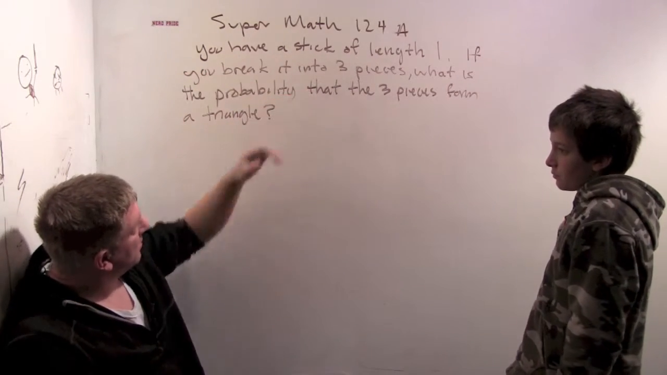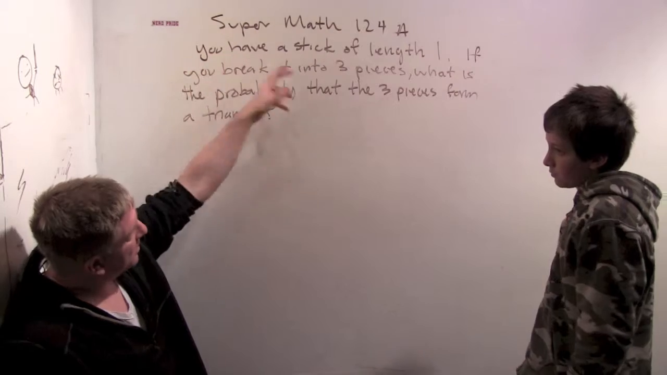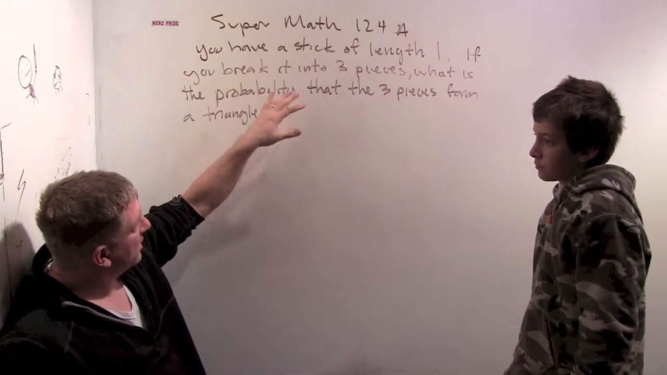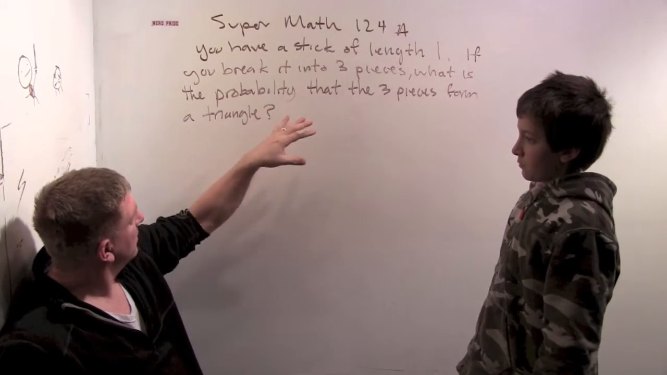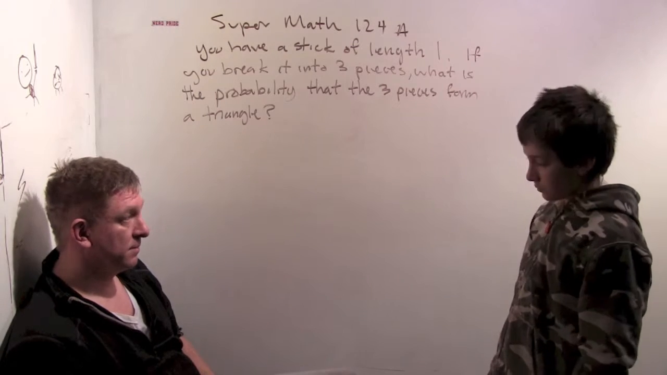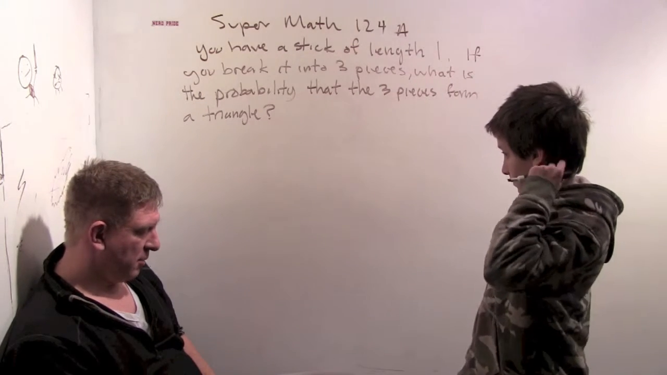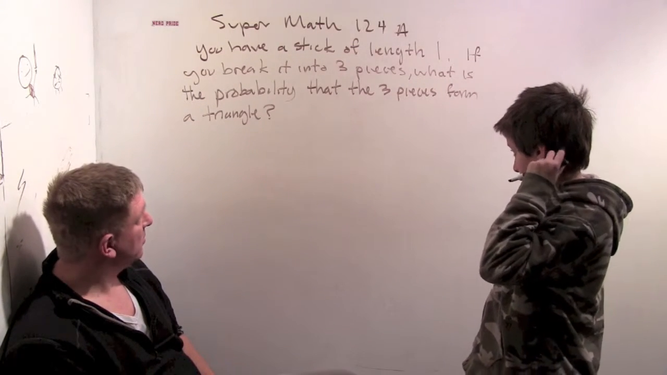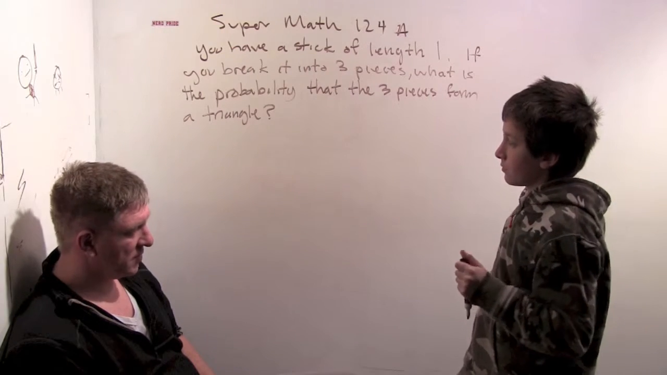So you break a stick into three pieces. You have a stick of length 1. If you break it into three pieces, what is the probability that the pieces form a triangle? Okay. And we talked about this already, but tell me what your initial thoughts were about this problem.